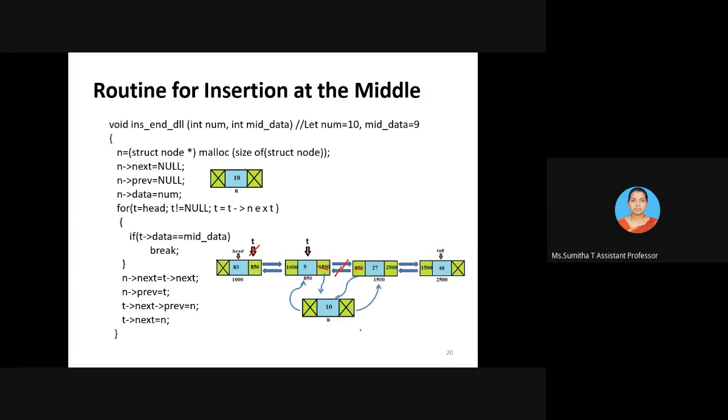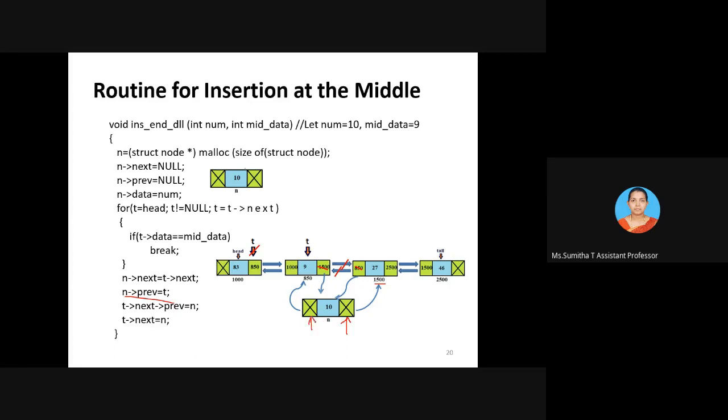What is the N of next? This field, right? 1500, ma'am. Yes, N of next is assigned to T of next. 1500 is assigned to here. Next one, N of previous equal to T. What is that N of previous? This field is assigned to T.